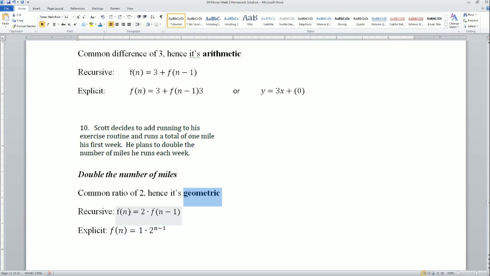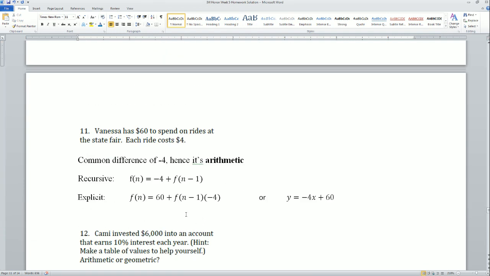We know that is geometric. Put that into the recursive formula. It is 2 times the previous term. The explicit form, the first term, right? It's 1 mile in the first week, so it's 1 times r, which is 2, to the power of n minus 1.